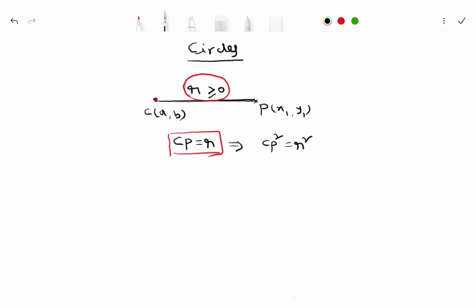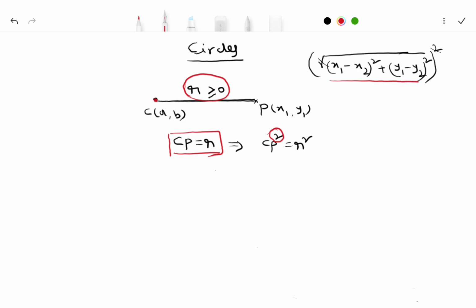square. Now you know that CP is the distance between the 2 points. You know the distance formula from earlier classes. Let one point be (x1, y1) and the other point be (x2, y2). Then the formula will be the square root of (x1 minus x2) whole square plus (y1 minus y2) whole square. This is the distance formula. By using this formula, if you do the squaring, the root and square will cancel, so directly you can write this.